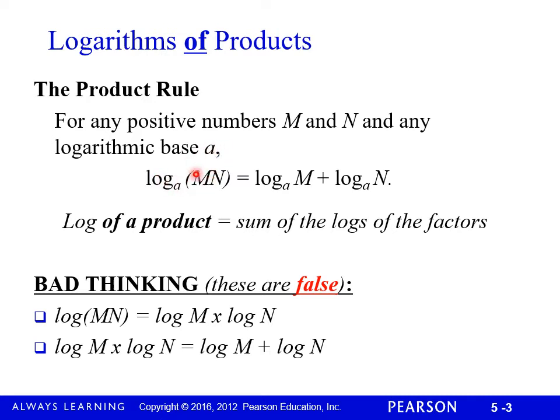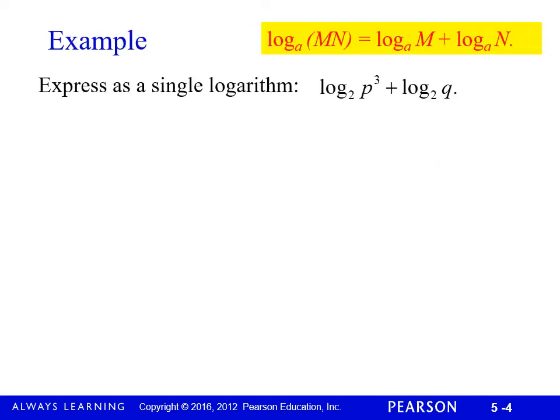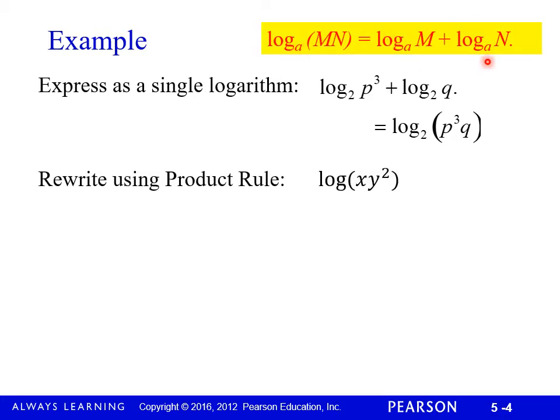When you have the log of a product, then you can rewrite it as the sum of the logs of the factors. If you have the sum of two logs, you can write the sum as a single log, where the log is the product of each of the arguments of the logs that you're adding. So let's look at some examples. Express as a single log: log base 2 of p cubed plus log base 2 of q. Here we have a sum, so we can write this as a single log by simply writing it as the product.